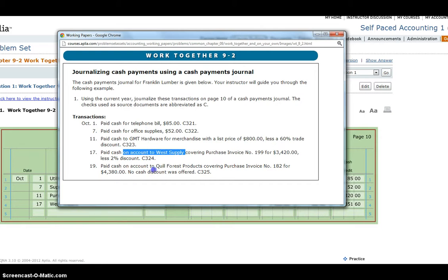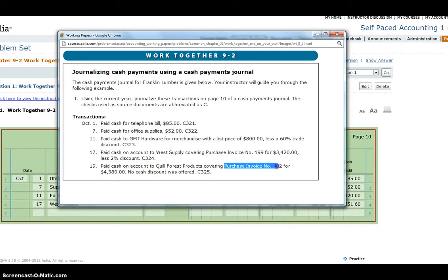Now, sometimes businesses, they don't offer us discounts, as we're going to see next. On the 19th, we paid cash on account to Quill Forest Products. What that means is, when we paid cash on account, it means that we bought something earlier from Quill Forest Products on account. And now we're paying it off. We're paying cash for it now.